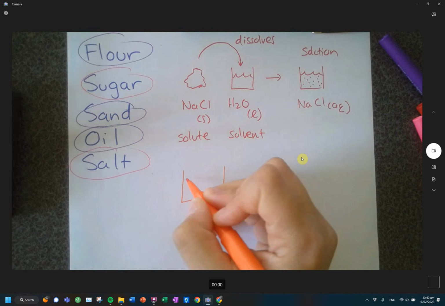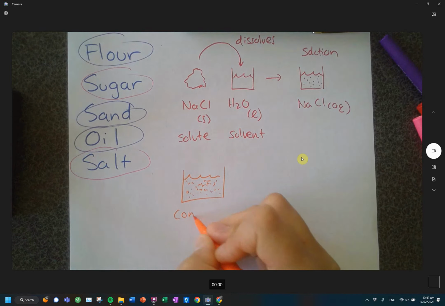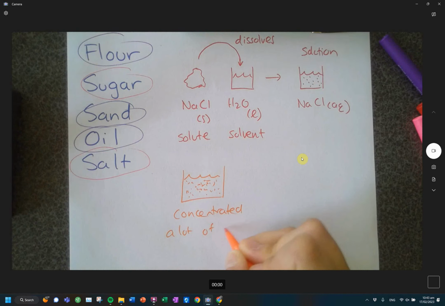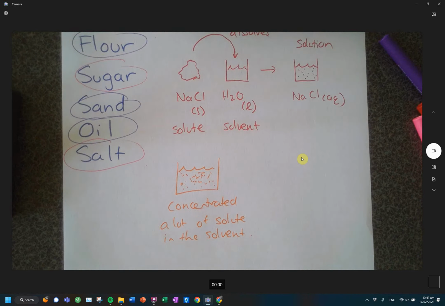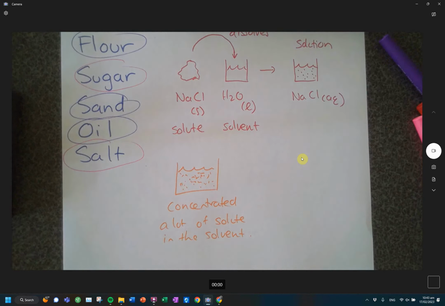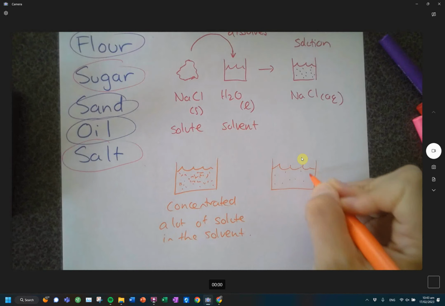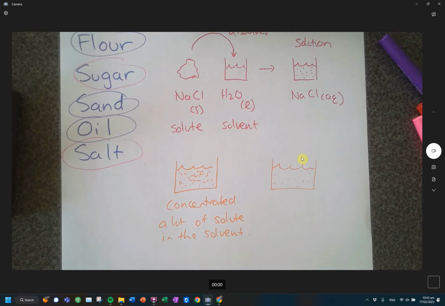So if I have a concentrated solution, I'm trying to draw it so we can see it. So concentrated means we have a lot of solute in the solvent. Think about it like you're drinking cordial, like straight cordial from the bottle, disgusting. Dilute means that it doesn't have a lot of the solute and the salt in the solvent.